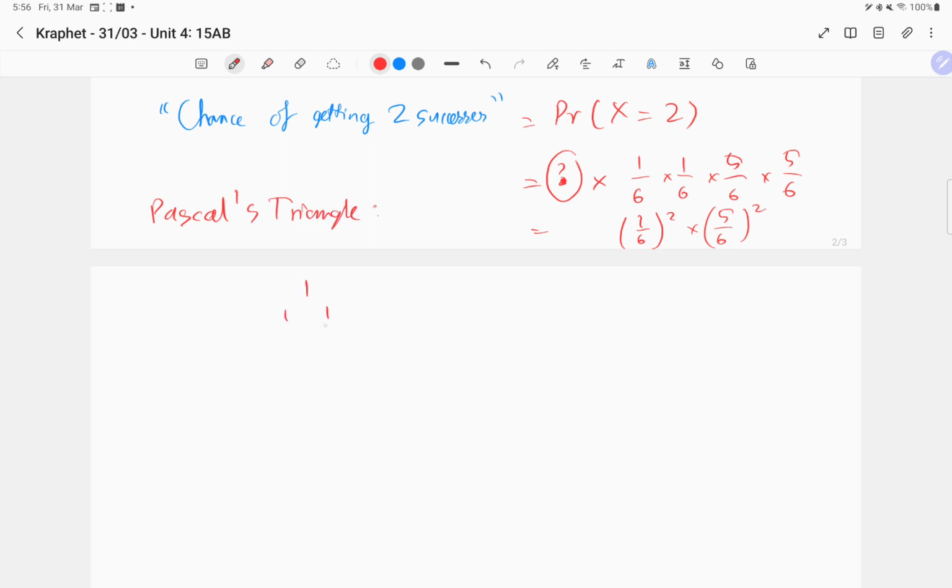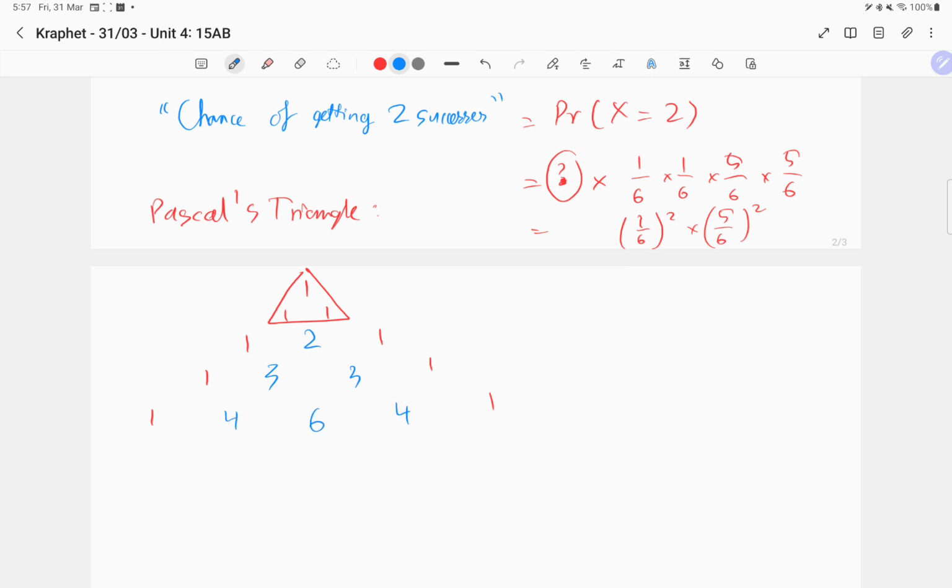It starts with 1, 1, 1. Okay, it starts as a triangle, 1, 1, 1, and then every row after that starts with 1 on 2 sides. Always 1 on 2 sides, and then the number in the middle will always be the sum of the 2 numbers directly above it. So it'll be 1, 2, 1, and then 1, 3, 1, and this will be 1, 4, 6, 4, 1.